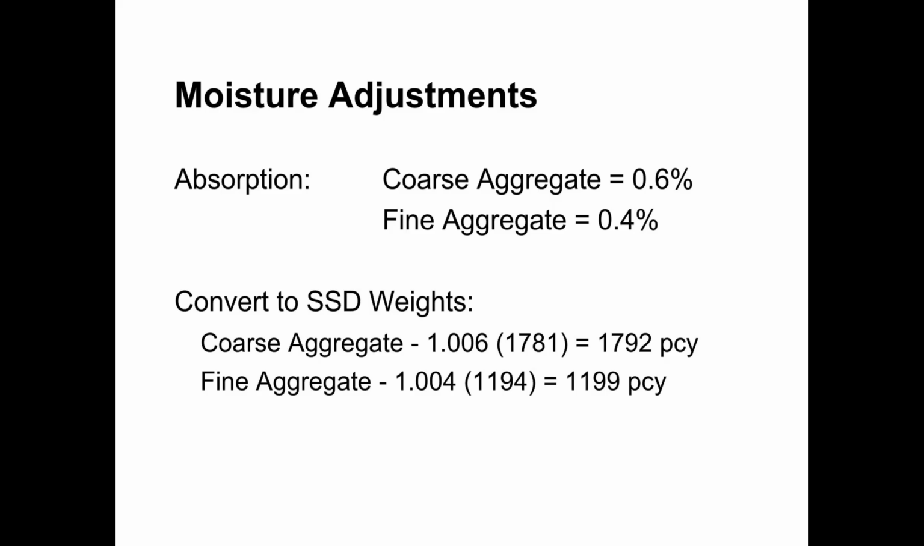Same calculation for our fine aggregate using the absorption of 0.4%. Multiply that times our dry weight of 1,194 pounds. And that gives us a target SSD weight of 1,199 pounds per cubic yard. All right, so this is our SSD adjusted mix design.